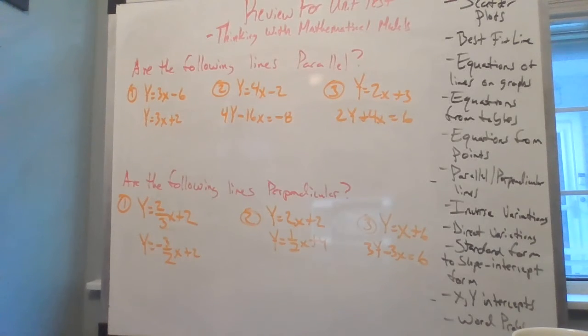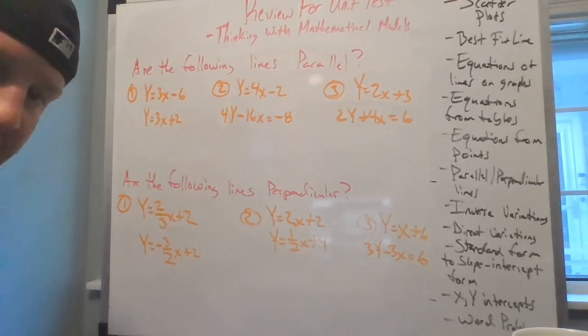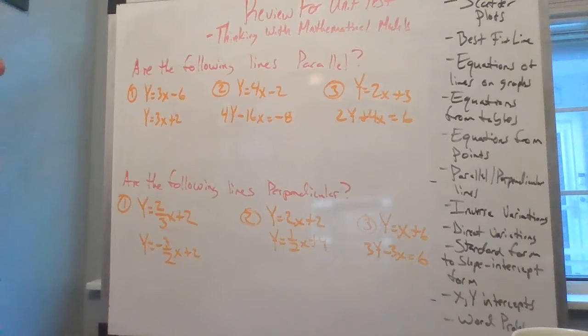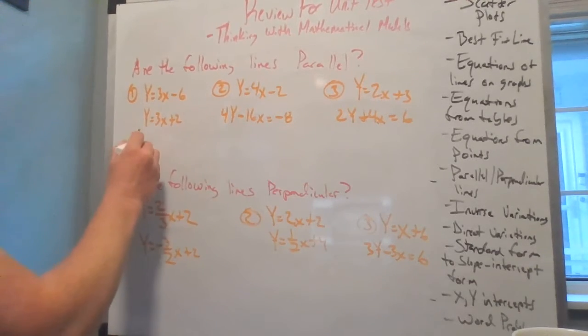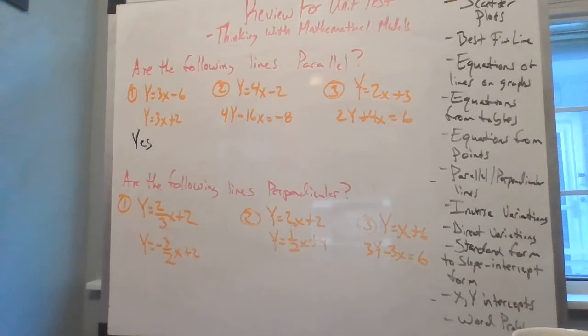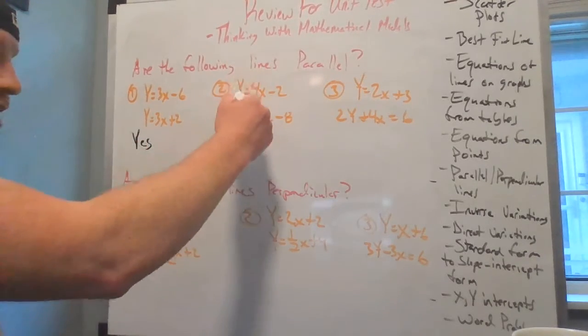Remember, parallel lines have to have the exact same slope, different y-intercept. So by definition, are these parallel? Yes, their slopes are identical, their intercepts are different. So very easy, yes. Now I got to do some work to see if these lines are in fact parallel.